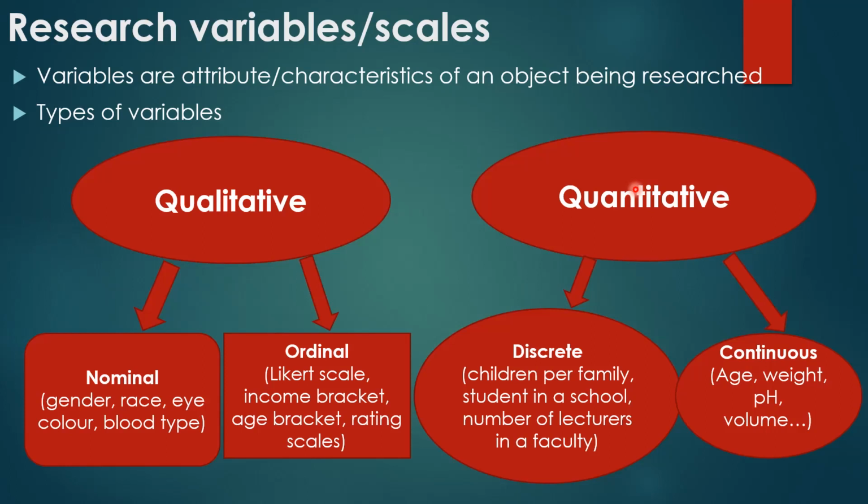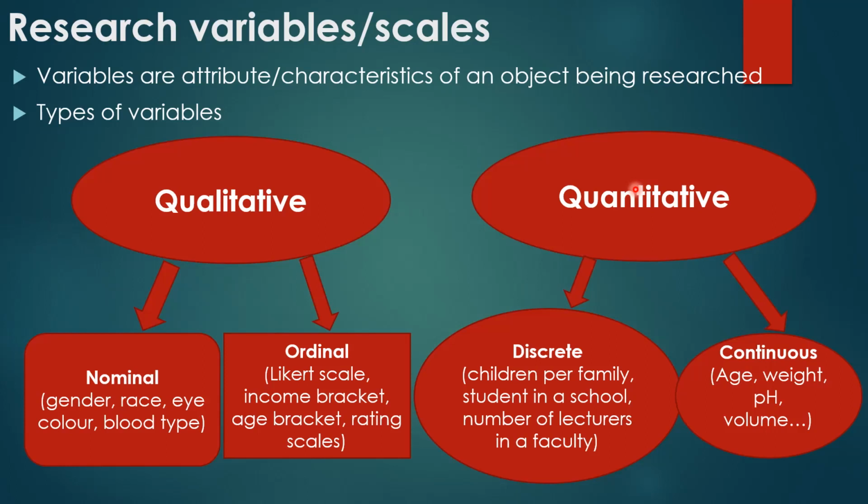Then we have the continuous. If I go to a population to measure weight, the weight is not going to be definite. So I'll have continuous data. Weight can range from 50 to the highest person. But it's not going to be a weight of 60, a weight of 50, a weight of 25. No, you get decimals, you get fractions. Hence continuous.